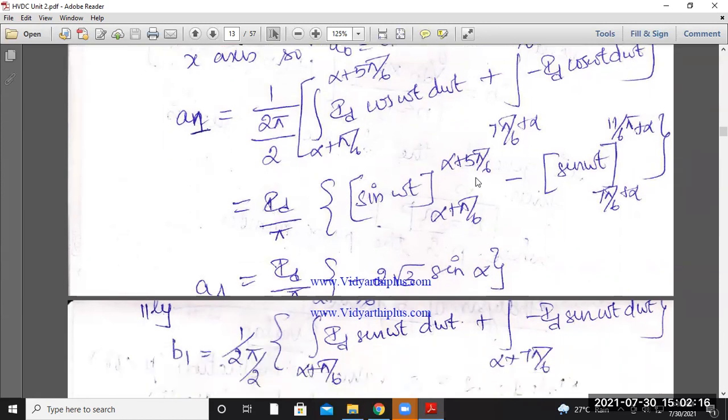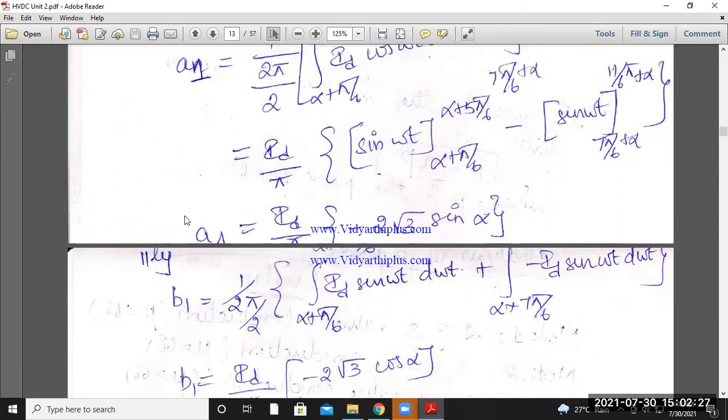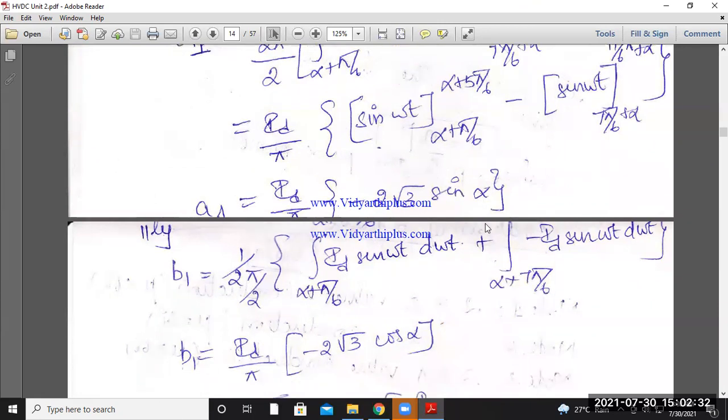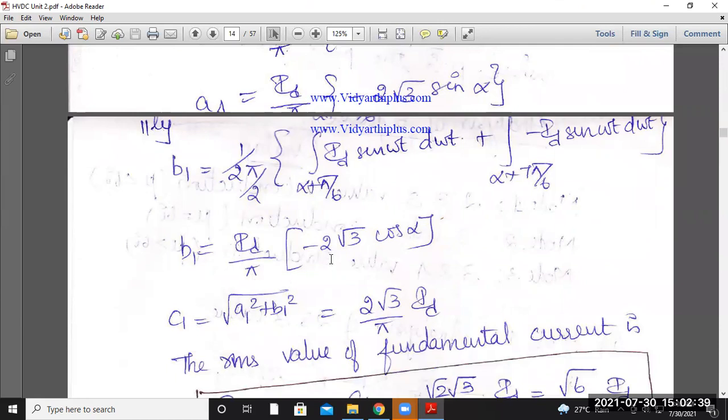So accordingly, if you solve this integration formula, you will get your a1 equal to Id upon pi within the bracket 2 root 3 sin alpha. That is the final value of your current, this is the an value. So here, if you put the value of n equal to 1, you will get this equation. Similarly, if you put n equal to 1 for the value of b, you will get this, that is Id upon pi within the bracket minus 2 root 3 cos alpha. That means there is a variation of a1 with your sin alpha and b1 with your cos alpha.